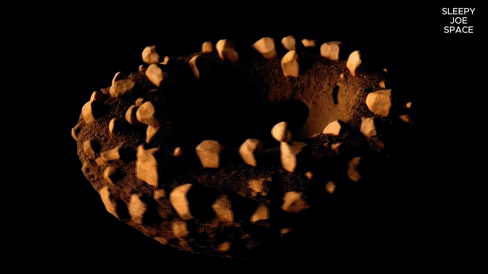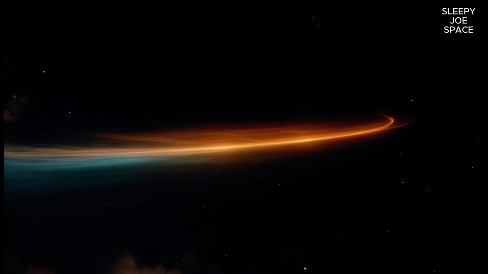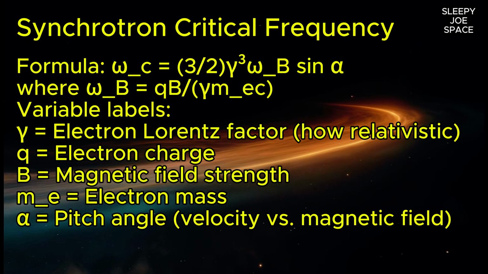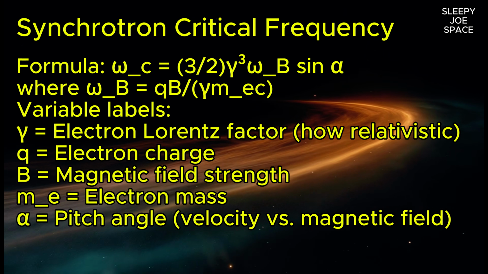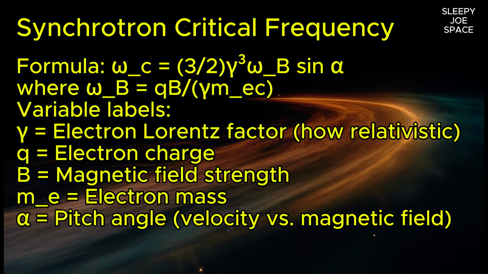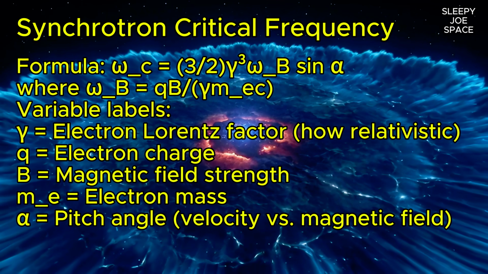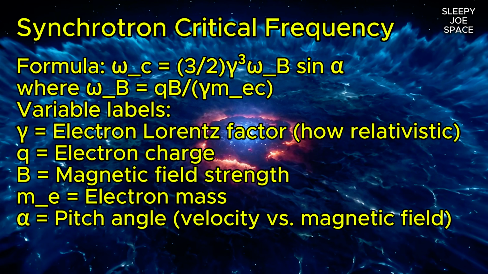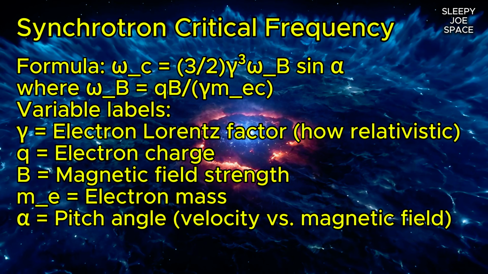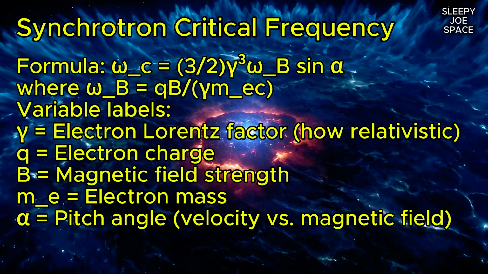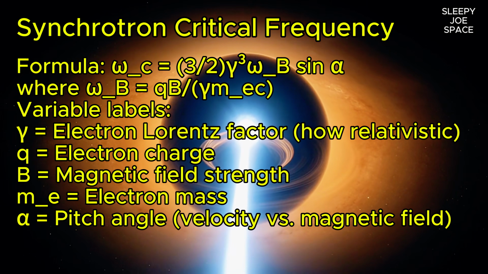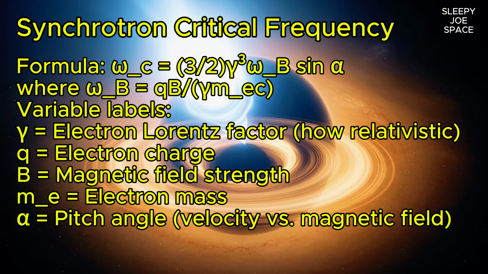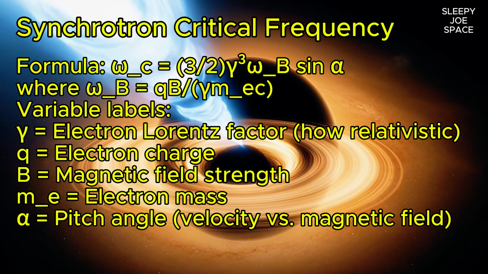The characteristic frequency of this emission is described by the synchrotron critical frequency equation. Omega sub c equals 3/2 times gamma cubed times omega sub b times sine alpha. In this equation, gamma is the electron Lorentz factor, a measure of how relativistic the electron is. Omega sub b equals qB over gamma m sub e c, where q is the electron charge, B is the magnetic field strength, m sub e is the electron mass, and c is the speed of light. Alpha is the pitch angle between the electron's velocity and the magnetic field direction.